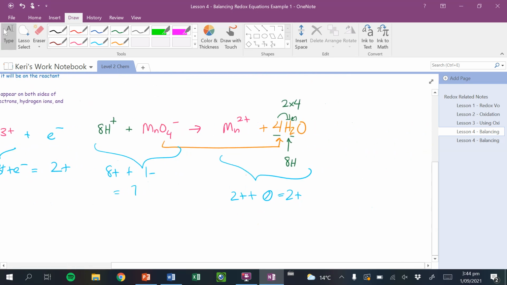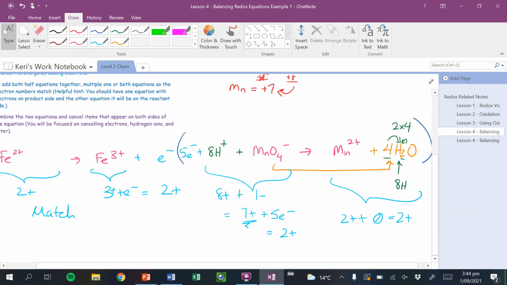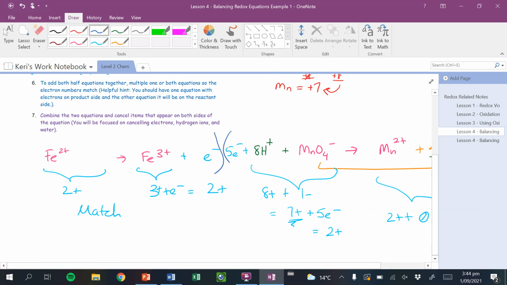Okay. Cool. So when it comes to getting those charges to match, you can only add electrons. You are not allowed to add anything else. So basically, I take a look at the higher of the two numbers and I need to bring it down. Now, in order for me to bring it down, I need to add 5 electrons because that's going to then equal that positive 2 that I'm trying to get. So add 5 electrons to that side. Now my charges match. So this is one of my half equations, and this is my other half equation.